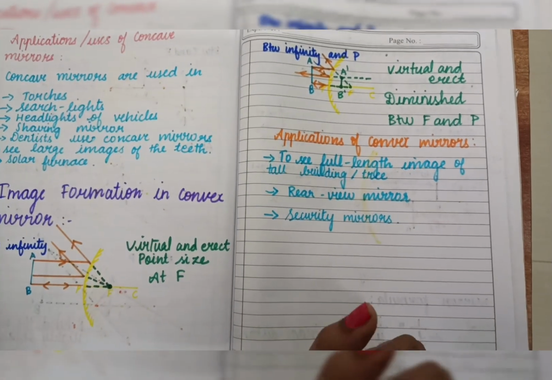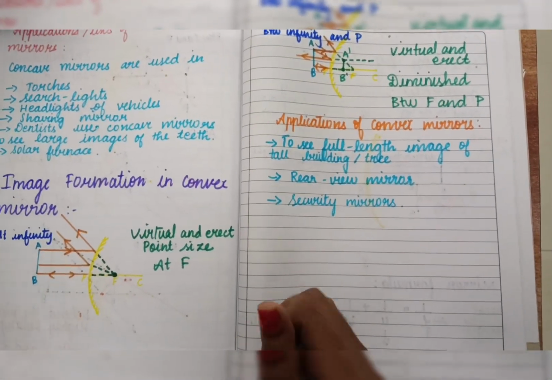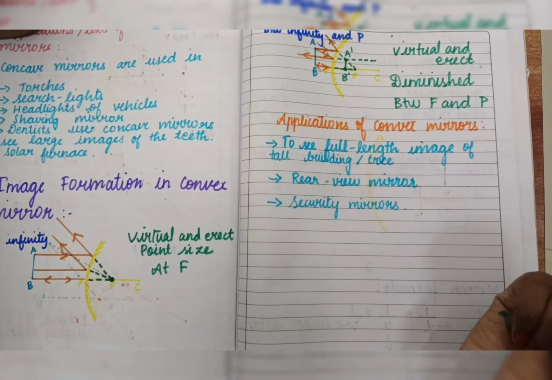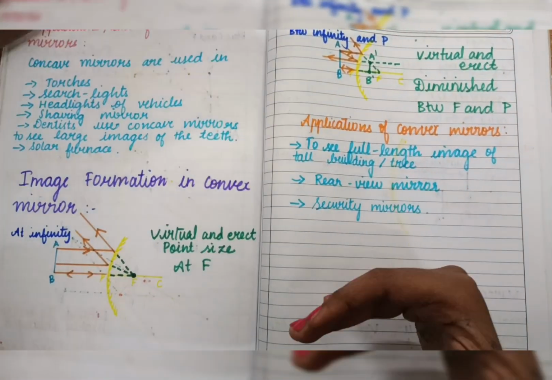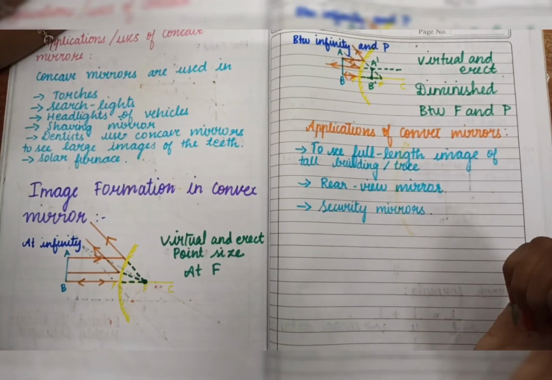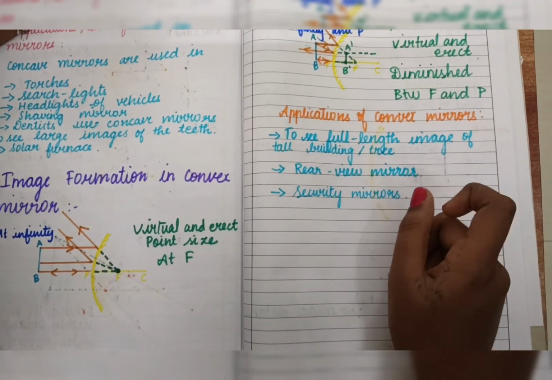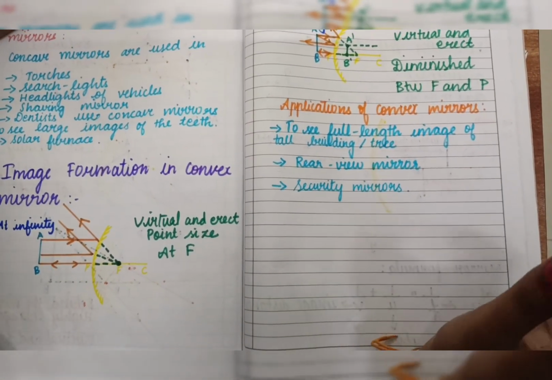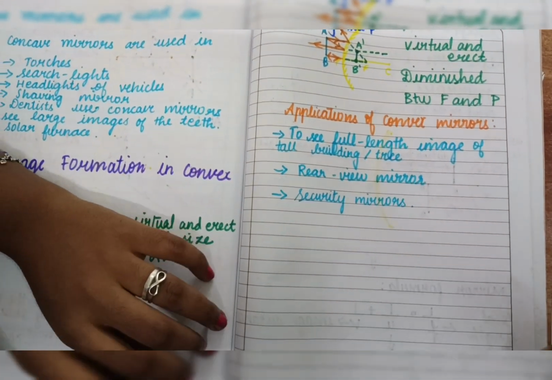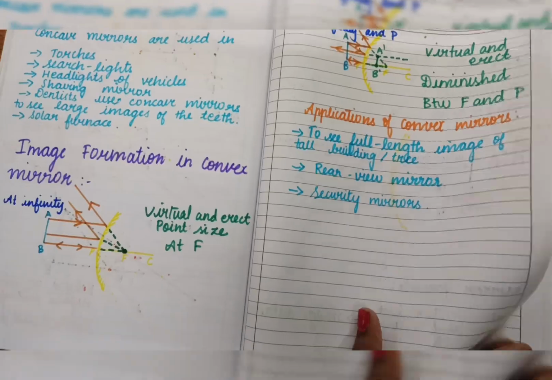We use convex mirror to see a full length image of tall building or tree. This is a one mark question that is usually asked. In which mirror we will be able to see the full image of the building or a tree or any other tall objects? You should say that it is convex mirror. It is also used in rear view mirrors in the vehicles, which helps the drivers to see the traffic behind them. It is also used in security mirrors.